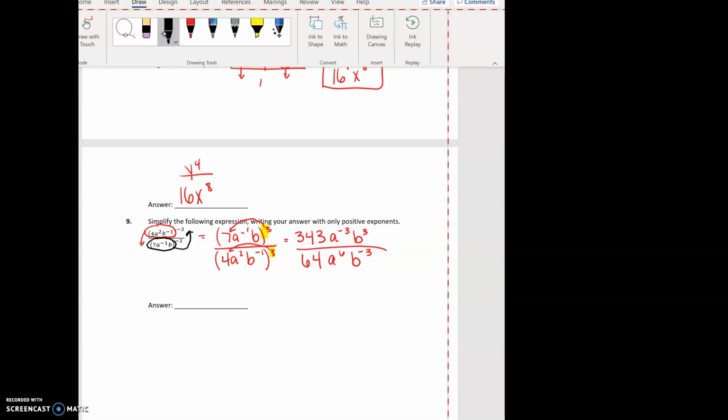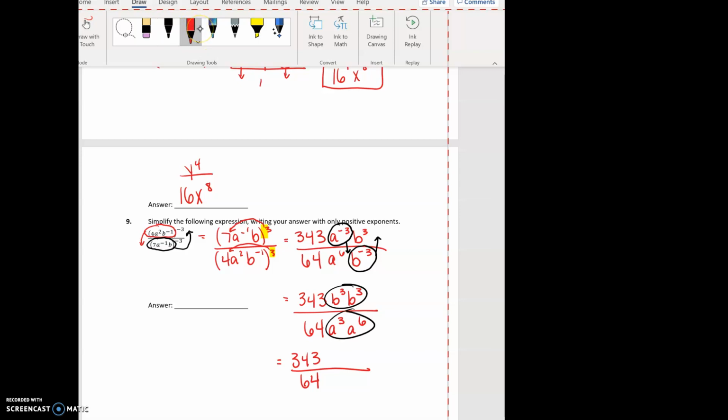All right, let's deal with these negatives. A to the negative third is dropping to the denominator. B to the negative third is dropping to the numerator. So now I have b to the third, b to the third, a to the third, a to the sixth. So I'm going to add my exponents here because they're being multiplied together. So this will become b to the sixth, a to the ninth.